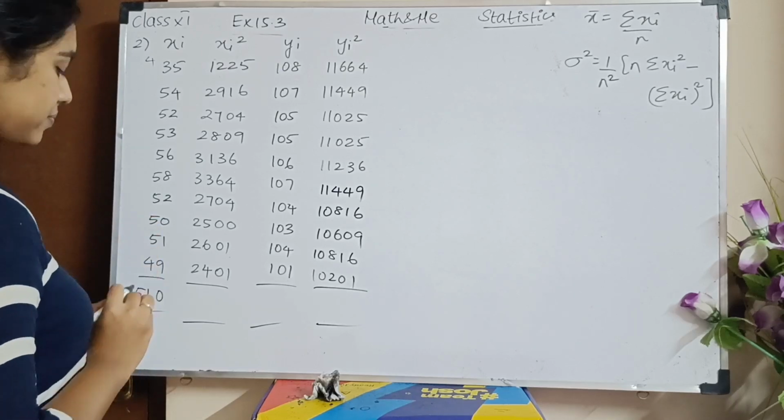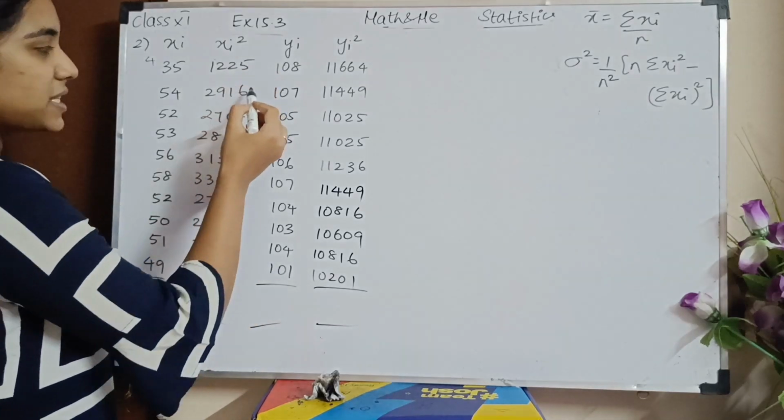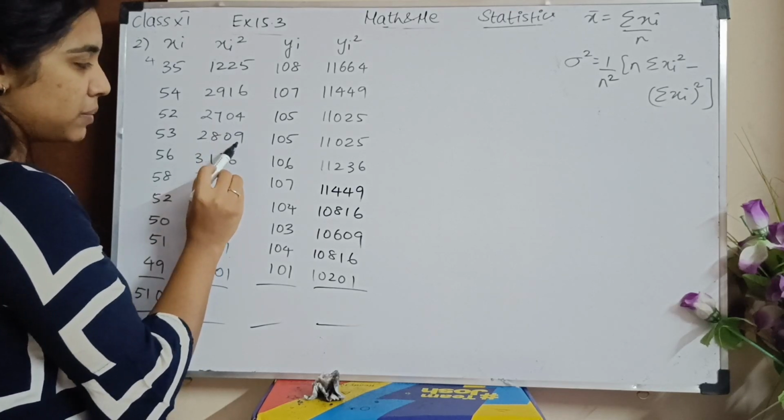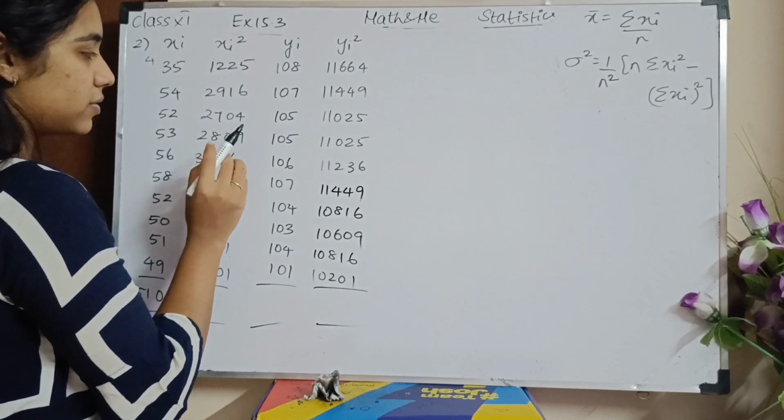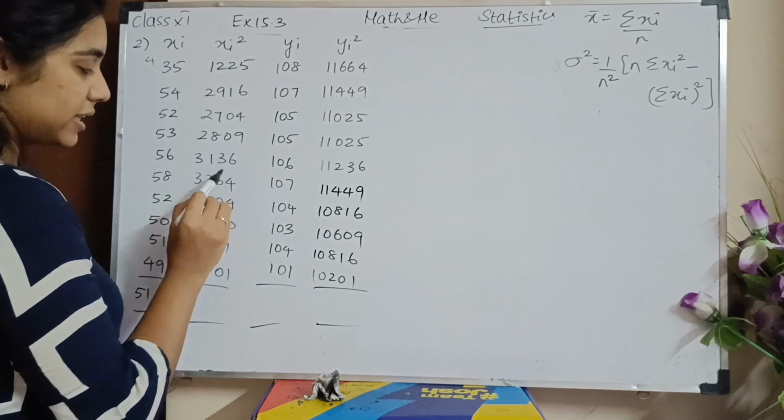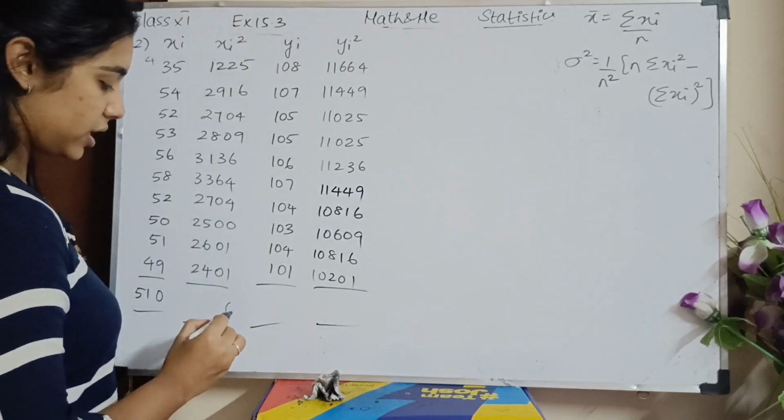So 5, 10. 5 plus 6, 11. 11 plus 4, 15. 15 plus 9 is 24. 24 plus 6, 30. 34, 38, 39, 40.